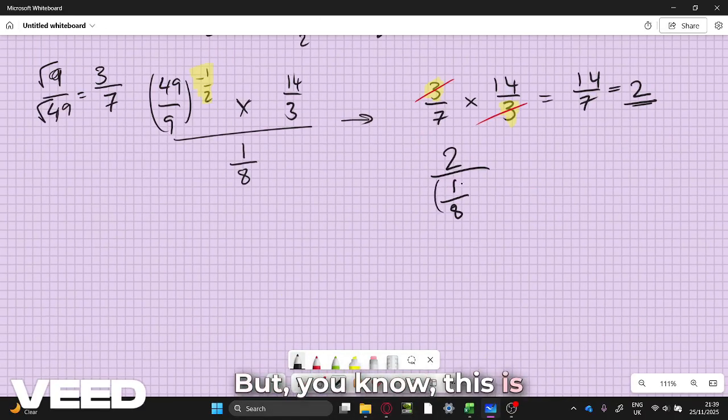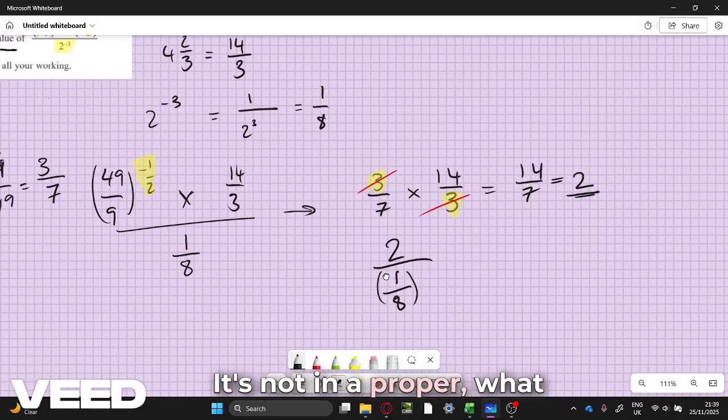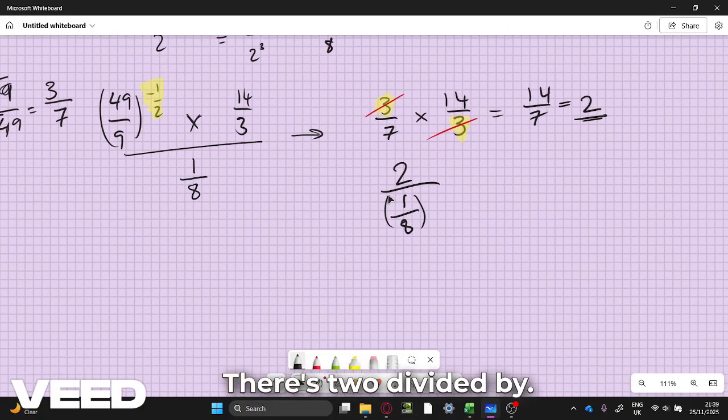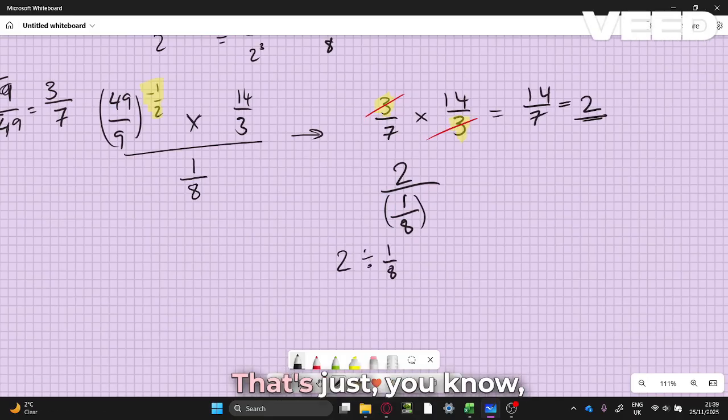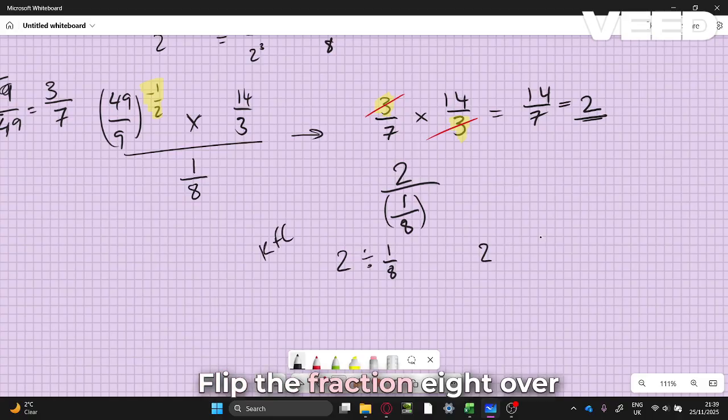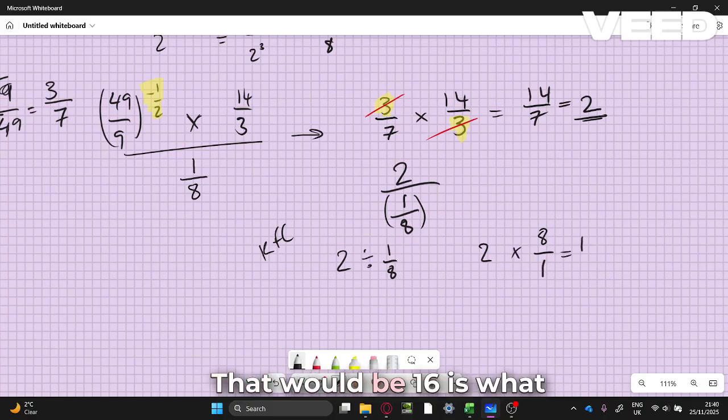But this is a bit tacky. It's not proper exam technique, not like a proper answer. So there are two ways you can do it. There's 2 divided by 1 over 8. You can use KFC. Love the chicken. KFC: keep, flip, change. Keep the 2, flip the fraction to 8 over 1, and change the sign. That would be 16 is what you would get.